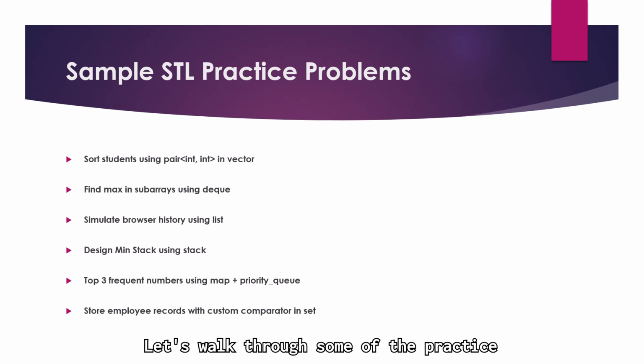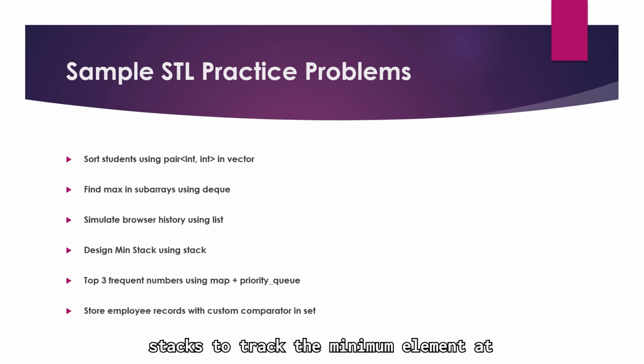Let's walk through some of the practice problems you will be working on today. Problem 1 involves using a vector of pairs to store student names and marks, then sort them by marks in descending order. In problem 2, you will implement a sliding window maximum algorithm using a deque. This is a classic real-world pattern seen in stock analysis or real-time monitoring systems. Problem 3 is a browser history simulator using a list, allowing you to go forward and backward while preserving your iterator positions. Problem 4 requires you to design a min stack.